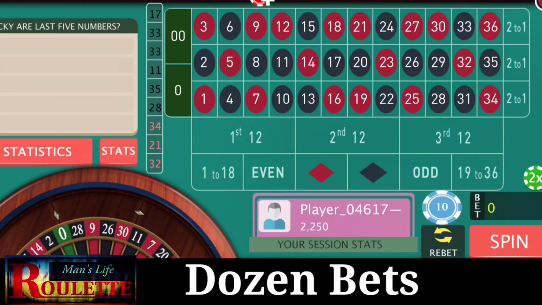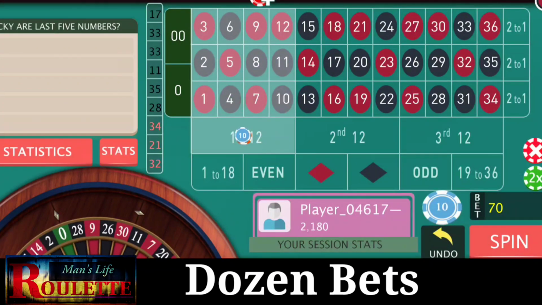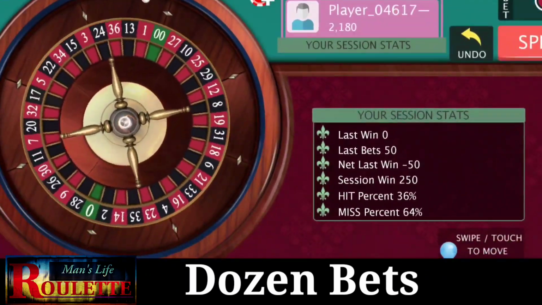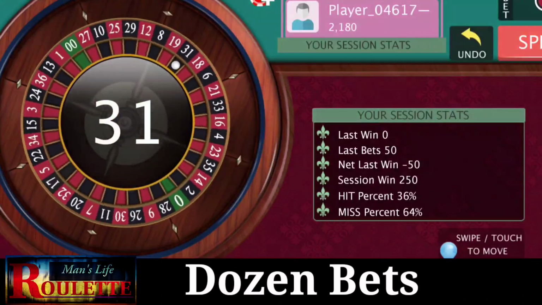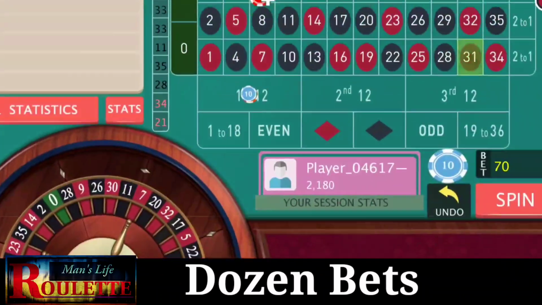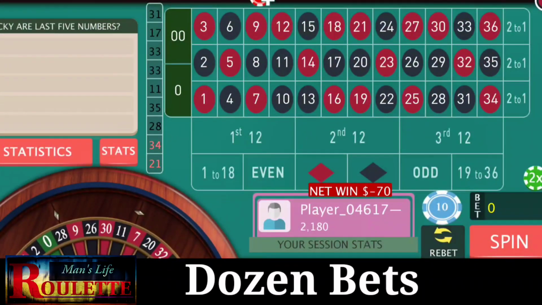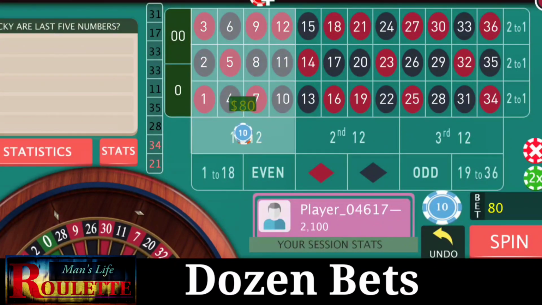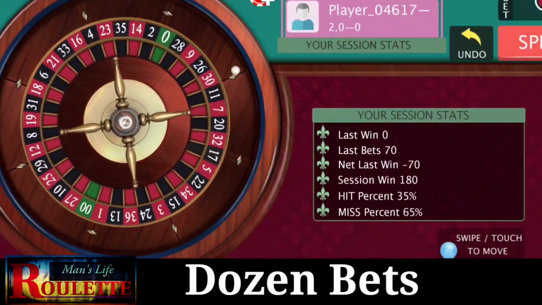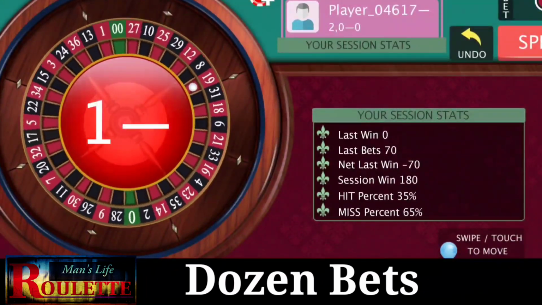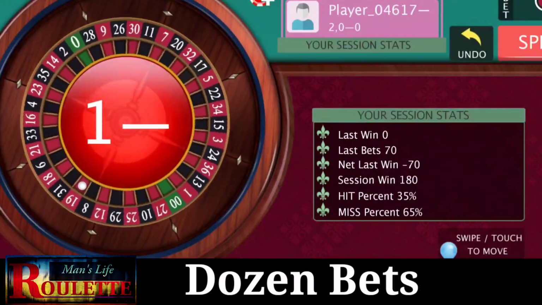So last spin was a loss. So again I have to repeat and add $20 more to my bets. This time 31 and again I lose here. So again what I need to do is I have to repeat and add $20 and play the game. Okay, it will become 90 this time. 19 and again it's a losing spin. So again I have to increase the bets.